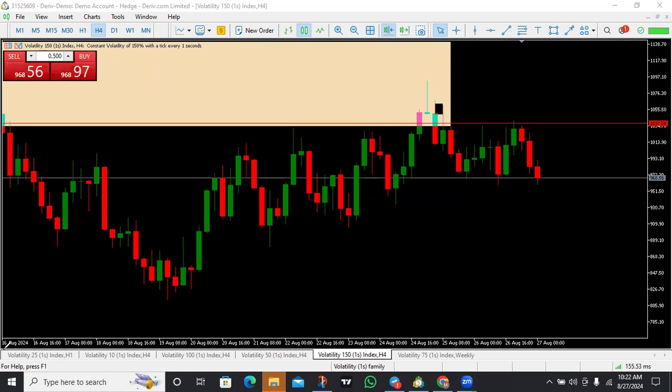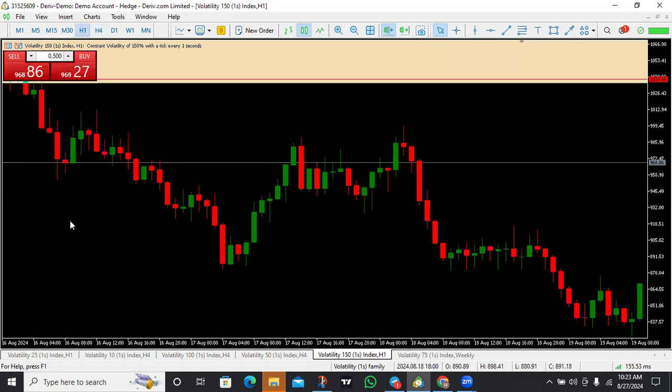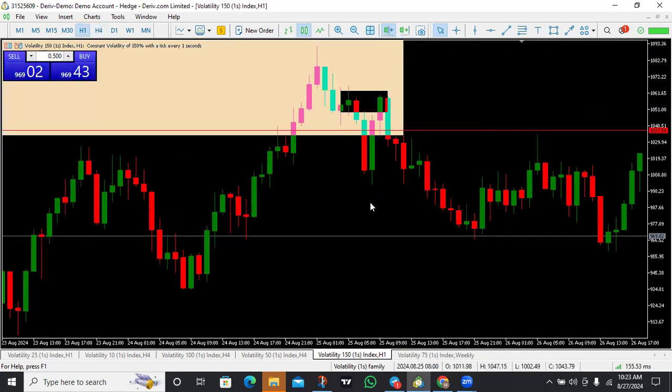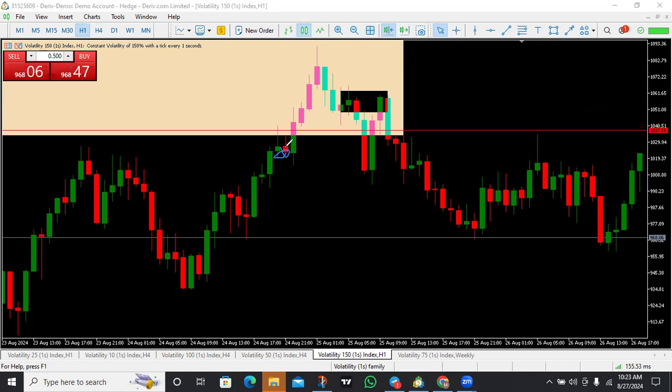On H4 is going to be late. For you to catch an early entry, if you believe your zones, go to the 1 hour time frame and want to see 1 hour, M30. Now, this is the last supply area, demand area. After this demand area, there was an aggressive move that moved impulsively to the selling territory.